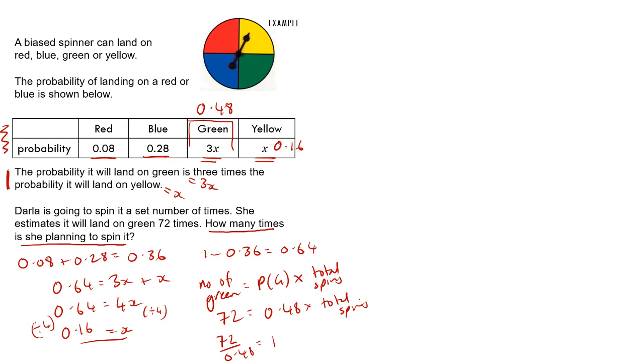That gives us 150 spins. And just check with these, if you get a decimal answer, just check if that makes sense in the context of the question. And we can just double check this. We do 150 times 0.48, the probability for green, that does come out at 72. That answer does make sense.